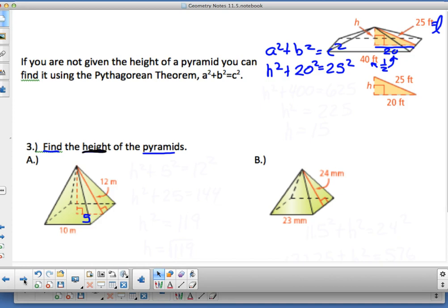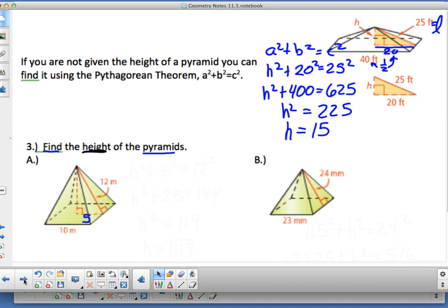So I've got h squared plus 400 equals 625. I subtract 400, I get h squared equals 225. Well, that's a perfect square. That's 15 squared. Okay, so I've got the height of 15. Now, are there any questions about using the Pythagorean theorem? We've used it now 3 days, I think, in a row, but we've used it for every chapter so far in the entire text.